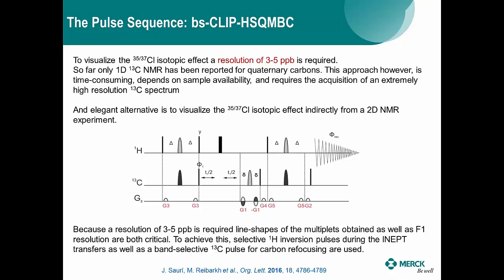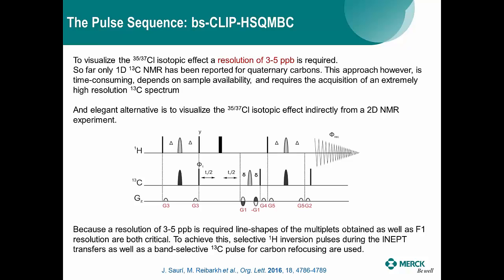So an elegant alternative is to visualize this isotopic shift indirectly from a 2D correlation NMR experiment. We need a lot of resolution, right? So we need to minimize any distortion in the final line shapes. Without going into too much detail, we need to use proton selective pulses during the INEPT transfer of this HSQMBC pulse sequence, and also a carbon refocusing pulse in order to have the super high resolution that we are looking for in the F1 dimension.